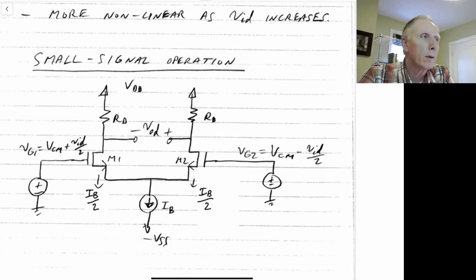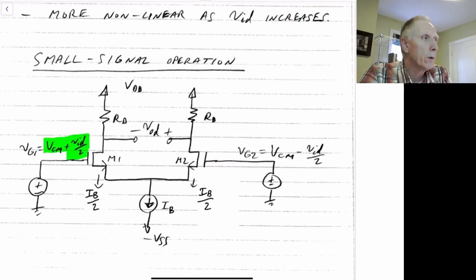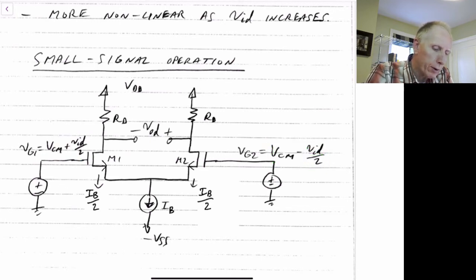For this small signal operation, we'll be applying a common mode plus a differential signal divided by 2 on the gate of M1, and the common mode signal minus the differential signal divided by 2 on the gate of M2. And we'll be looking at the differential output, VOD, so the difference between this terminal subtracting this terminal.